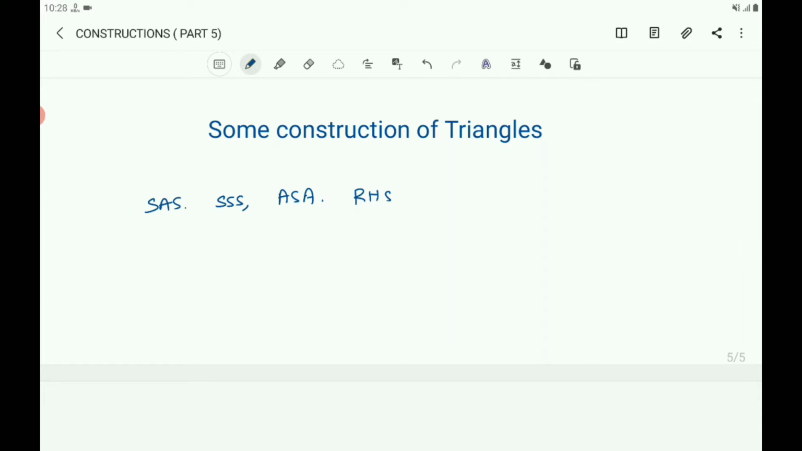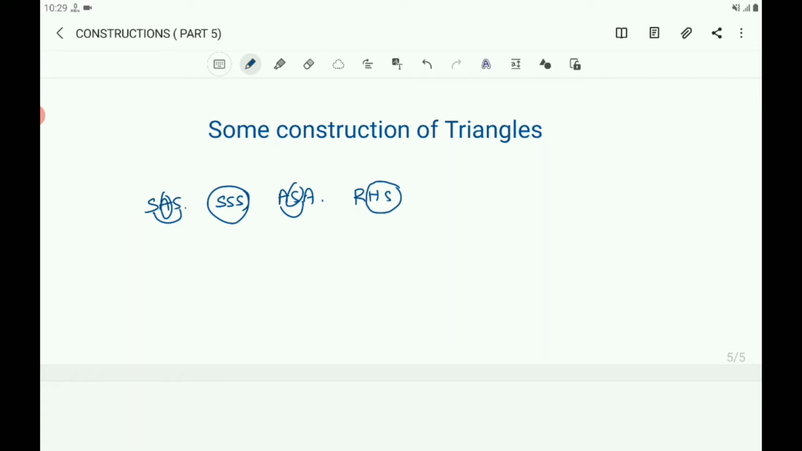Therefore, a triangle is unique if two sides and the included angle are given, or if three sides are given, or if two angles and the included side are given, and in a right triangle if the hypotenuse and one side are given. You have already learnt how to construct such triangles in your previous classes.